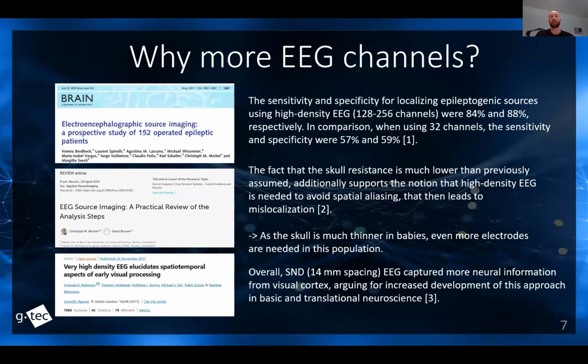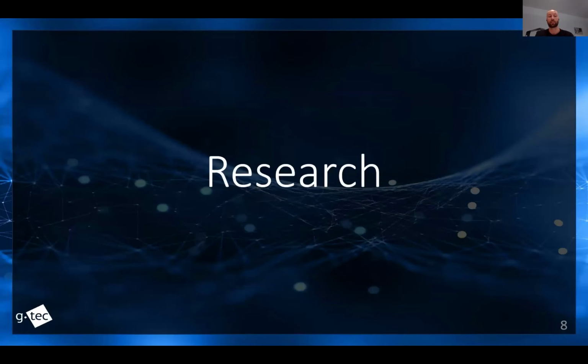And why do we actually need more EEG channels, and why more density? There is research showing that, especially in source imaging from epileptic patients, there is a very high improvement with higher density of EEG channels. Other studies also investigate this, especially when it comes to spatiotemporal aspects of visual processing. So that's a good base. We have then conducted a lot of research already with the system, and it's ongoing.